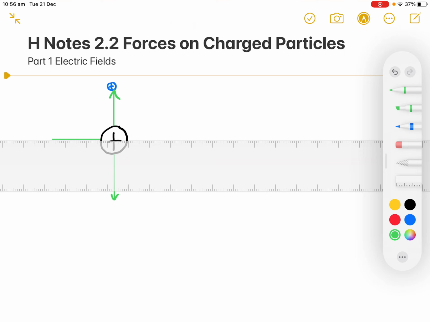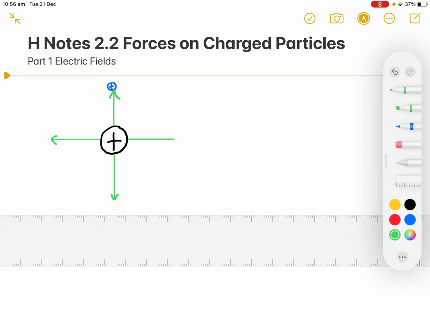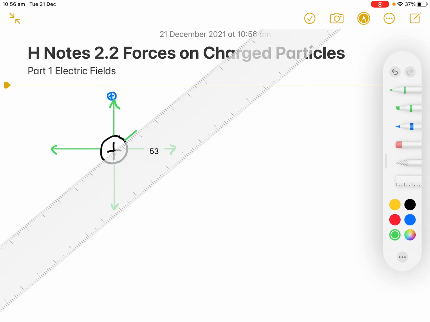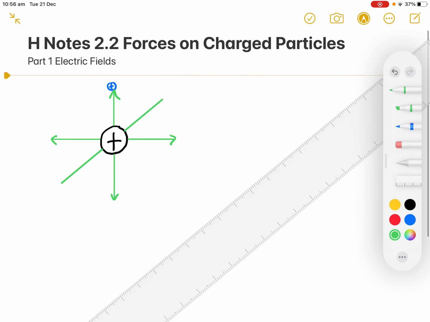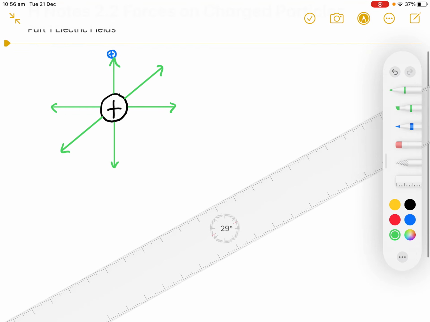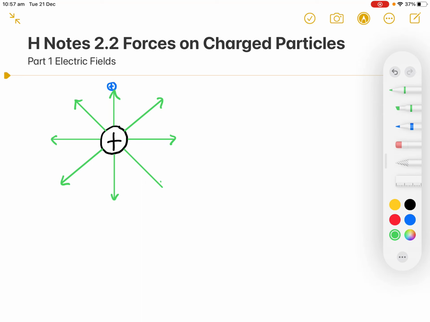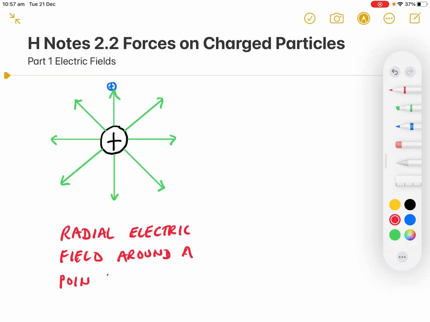And if we had it at the sides, it would go in those directions. And basically anywhere around the main charge that we put this little positive test charge, it would be repelled and move off in a straight line, feeling a repulsive force. So to complete the directions, I'll draw one in here. And what we've constructed is an electric field, and it's called a radial electric field. And this is around what we call a point charge.